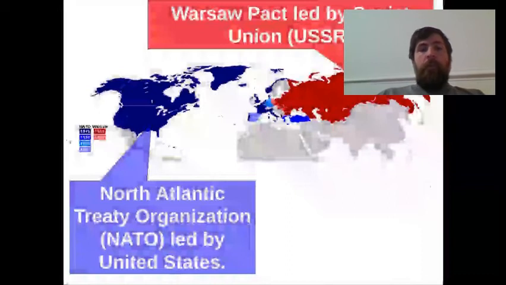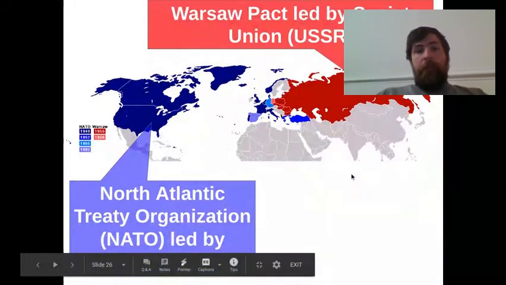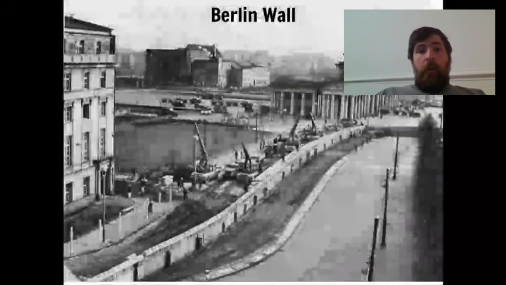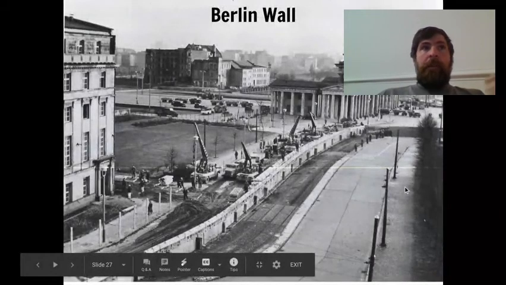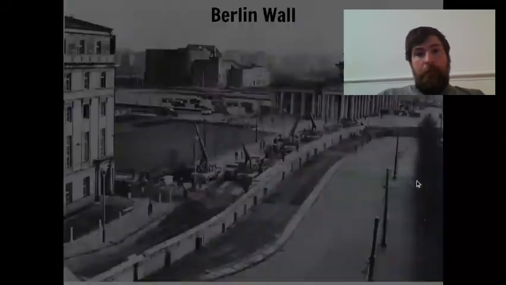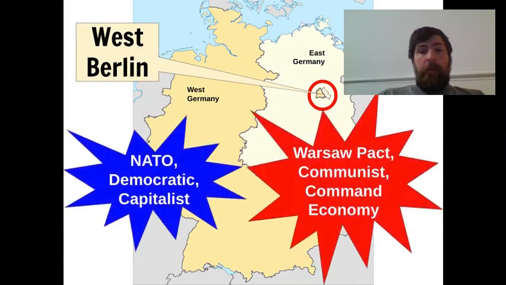Western Europe and the United States formed the North Atlantic Treaty Organization, or NATO, and Eastern Europe and the Soviet Union formed the Warsaw Pact. These two military alliances were constantly looking out to make sure that they were not attacked by the other. The Berlin Wall is an example of a cultural landscape that is reflecting this conflict. The city of Berlin was literally divided in half, and the western half was controlled by a democratic capitalist government, and the eastern half was controlled by a communist dictatorship. Here you can see that Germany was divided into East and West Germany, and then Berlin, which is located in East Germany, was also divided into West Berlin and East Berlin.